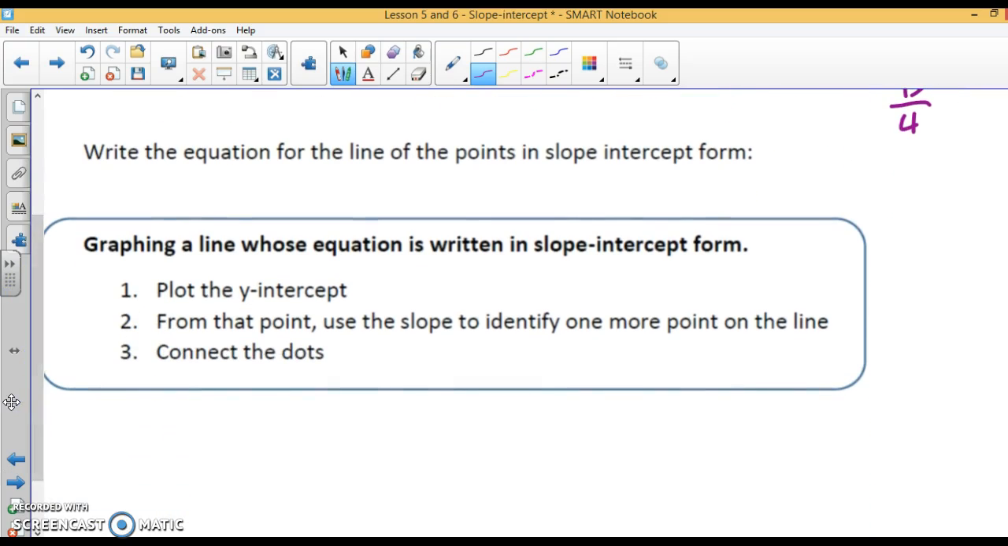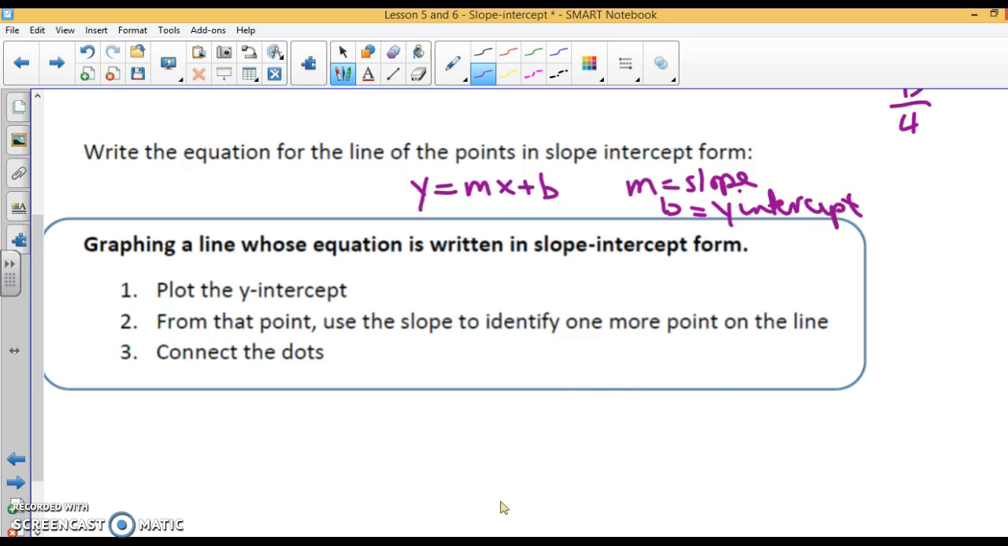All right. Yesterday, we did this. When you are graphing lines that are in slope-intercept form, let's review. Slope-intercept form is y equals mx plus b. M is the slope, and b is the y-intercept. And right now, that's the only form of a line we know.